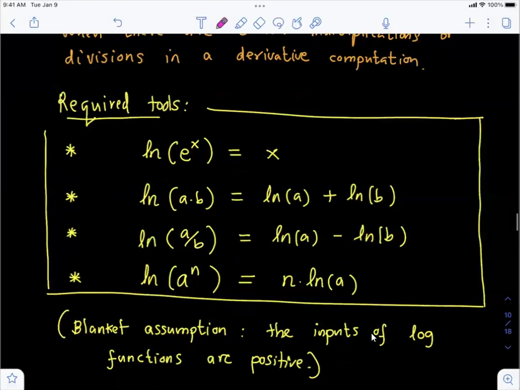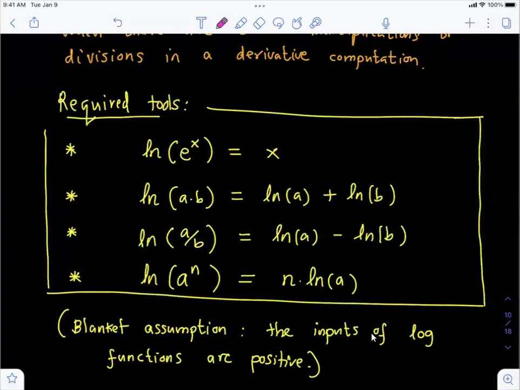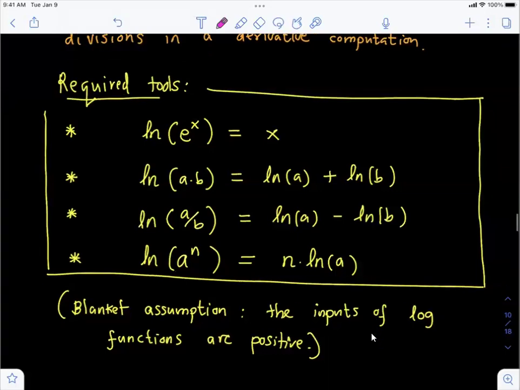Now, a blanket assumption in these equations, whenever we have an input in an ln function or a logarithmic function, we need to make sure that the input is positive. Otherwise, the computation or the argument or the function value will not be defined. So it is a blanket assumption, and I'm not going to reiterate it again and again in our upcoming computations. I will just have it by default as an assumption.